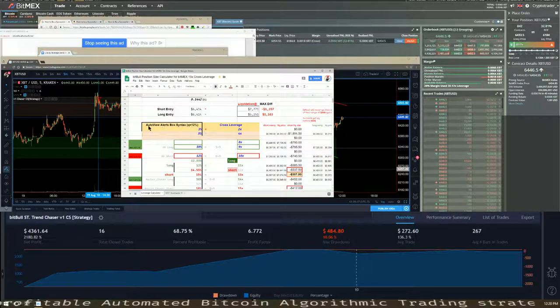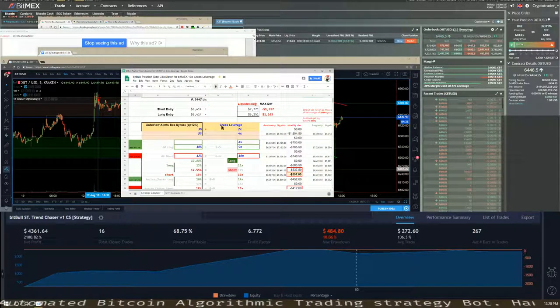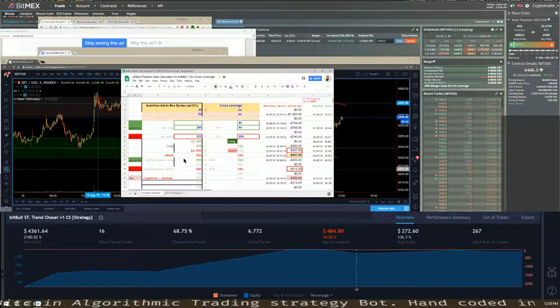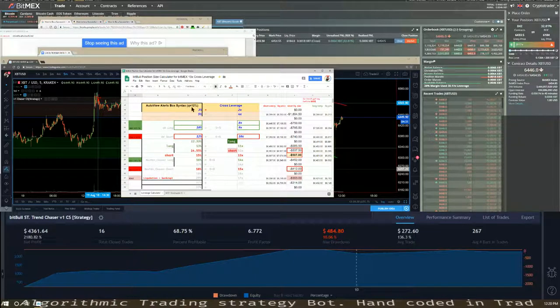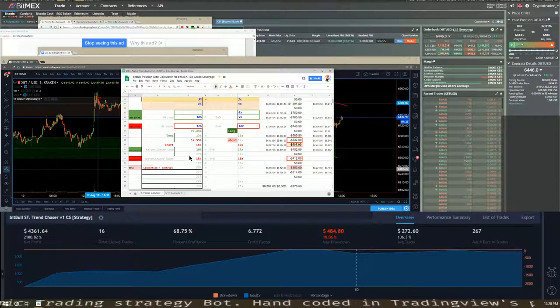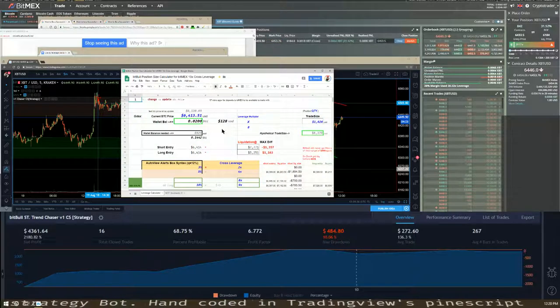Down here, you'll see the auto view alert box, what goes in there, and then cross leverage, and how much leverage you get based on whatever's in your account. This is going to give you what's inside your account. $200 in there, right? I got $200 in there.